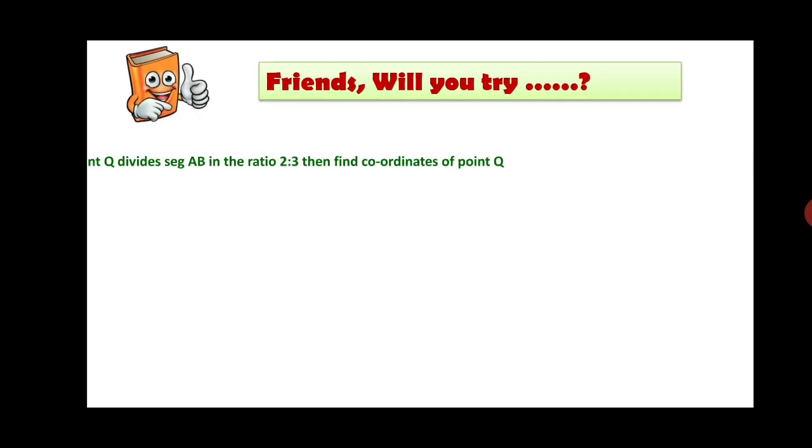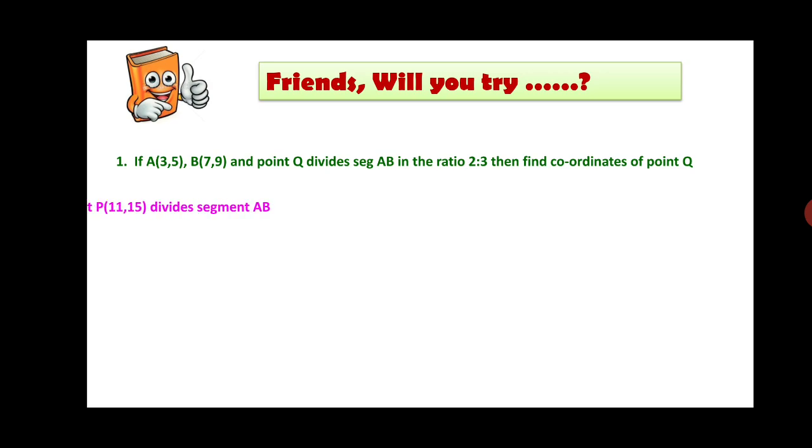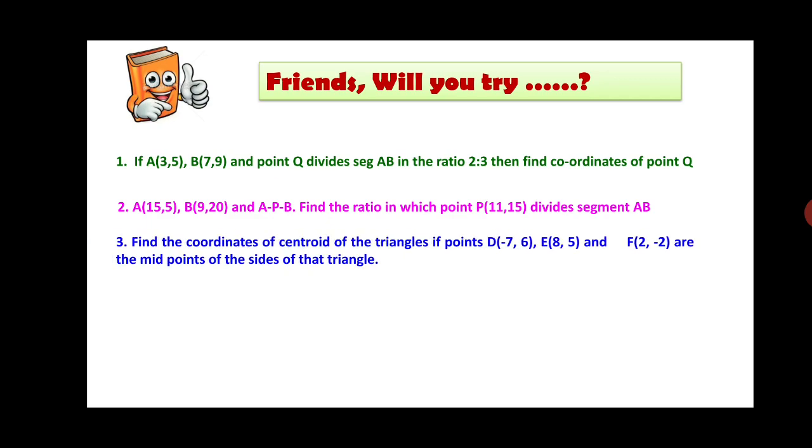So friends, again you have to try these problems that have been given. If A (3, 5) and B (7, 9) and Q divides the segment AB in the ratio 2:3, then find the coordinates of point Q. A (15, 5), B (9, 20) and P lies on the segment AB. Find the ratio in which the point P (11, 15) divides the line segment AB. Here you have to find the ratio m:1.